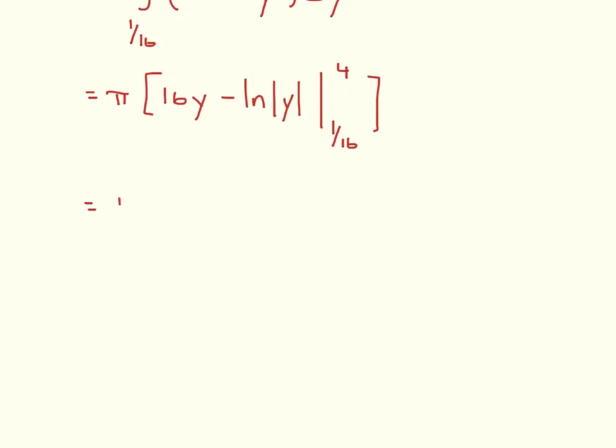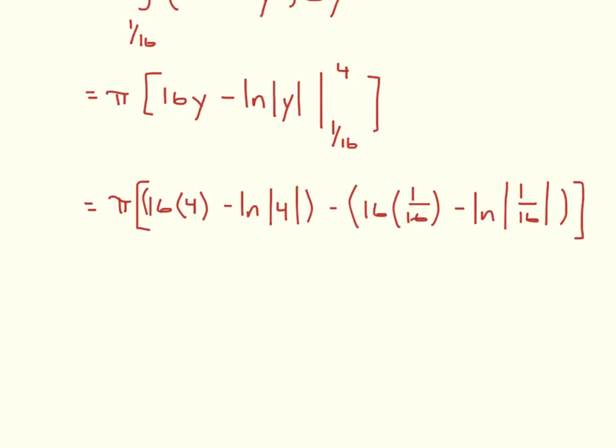Let's plug in and see what happens. These numbers aren't quite as terrible as they look. We get 16 times 4 gives us 64. ln of 4, we can just drop the absolute value signs. Minus 16 over 16 gives us minus 1, and then distributing this minus sign, we get minus ln of 1/16, which is positive ln of 1/16.